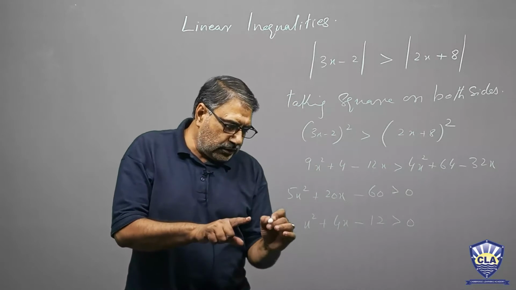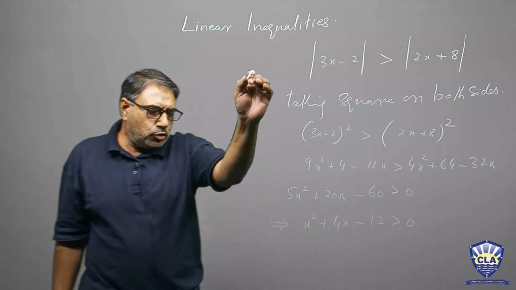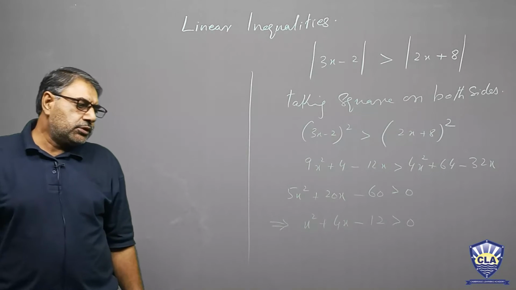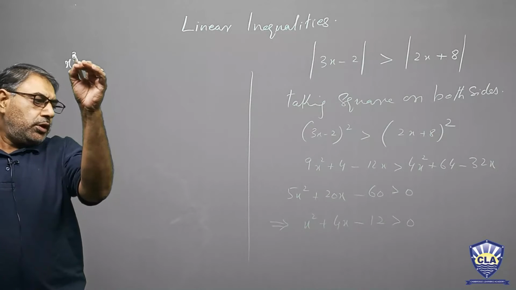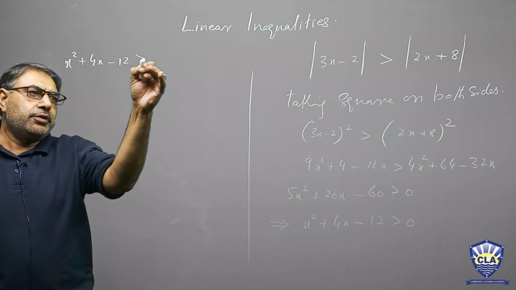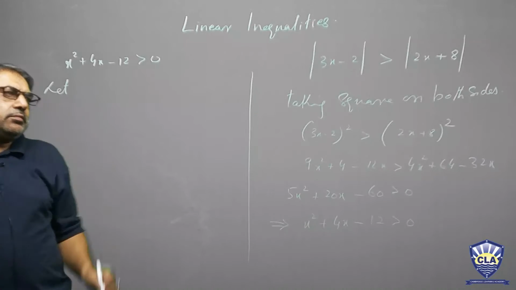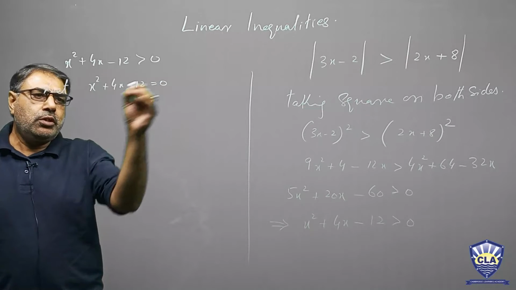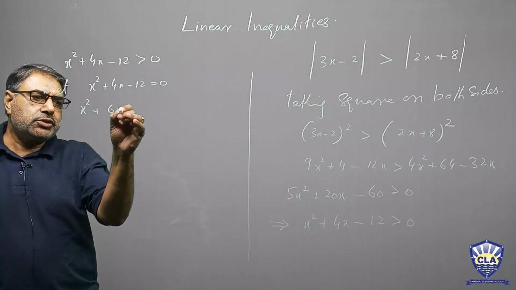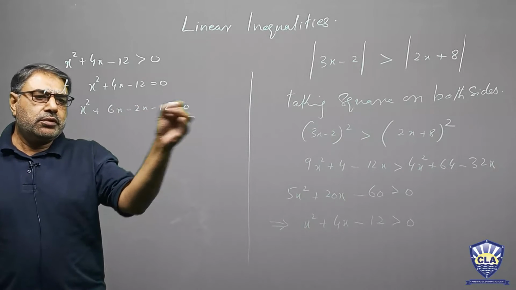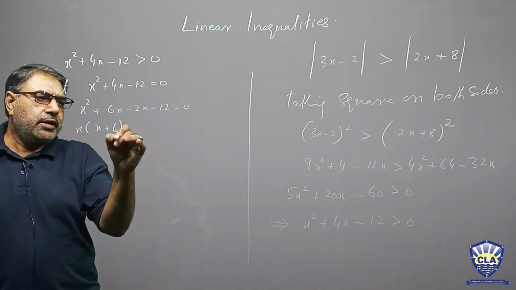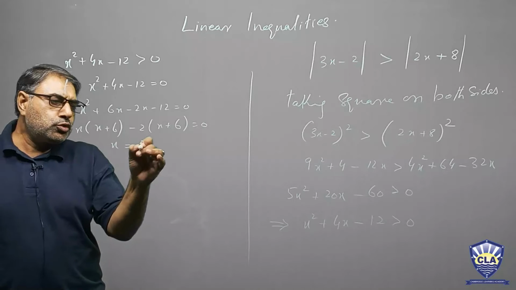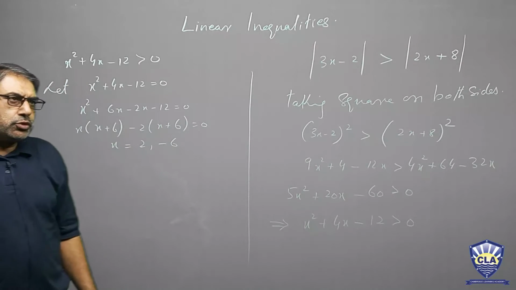Now it is a quadratic inequality. How do we solve a quadratic inequality? In P1 we have already discussed that topic. x² + 4x − 12 greater than 0. First of all, to get the two values of x, set x² + 4x − 12 equal to 0. By term breaking, x² + 6x − 2x − 12 gives (x + 6)(x − 2) = 0. So x equals 2 and −6 are the two values.